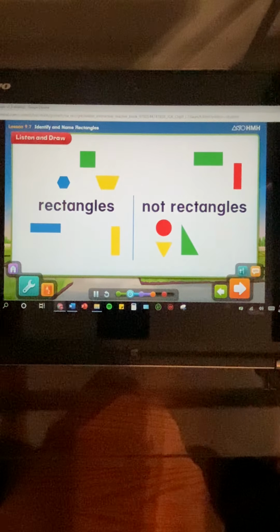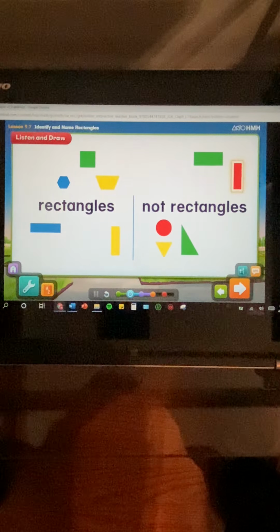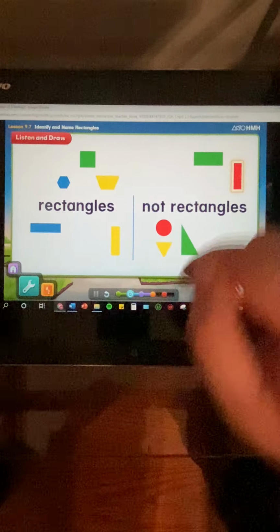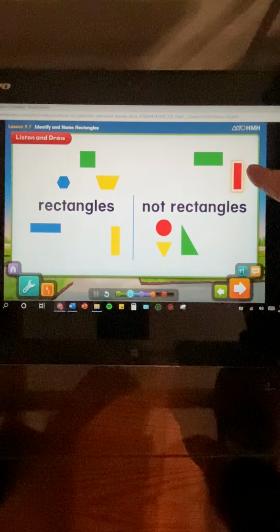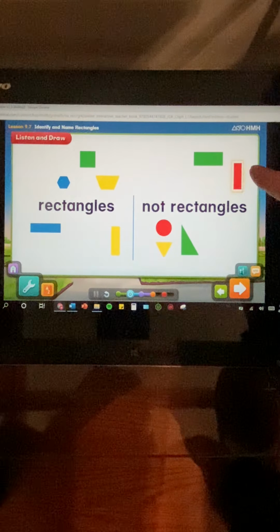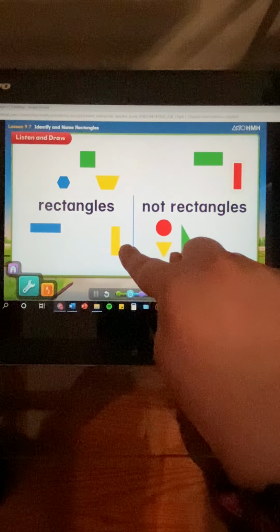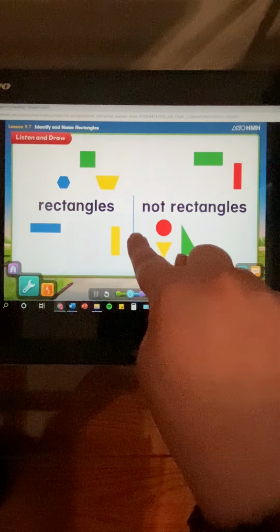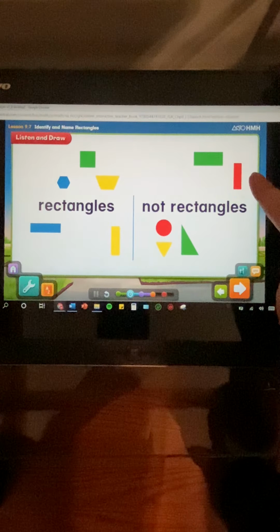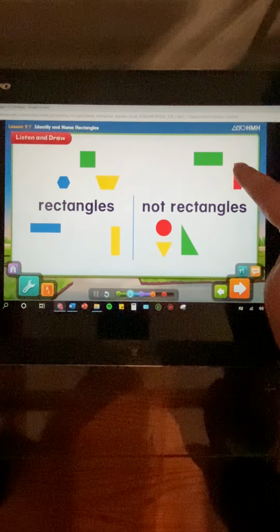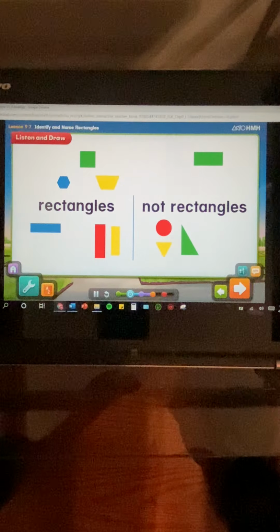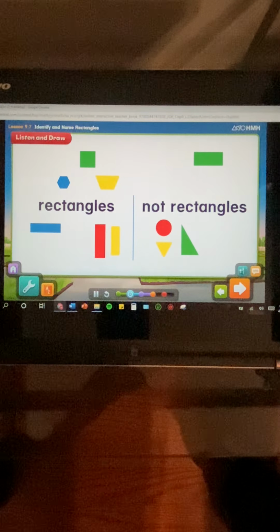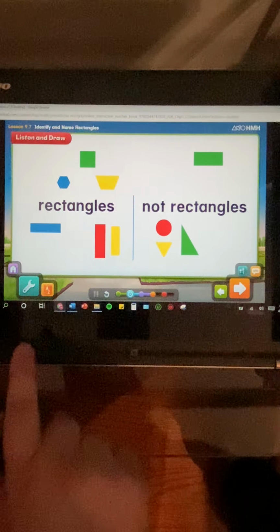How about this shape? Is it a rectangle? Okay, this is going to be our last one. Let's look at this shape over here. Now this shape looks really similar to this one too, right? They look like they're the same shape. They both have 4 sides, and they both have 4 vertices. So this is a rectangle. It has 4 straight sides and 4 vertices.